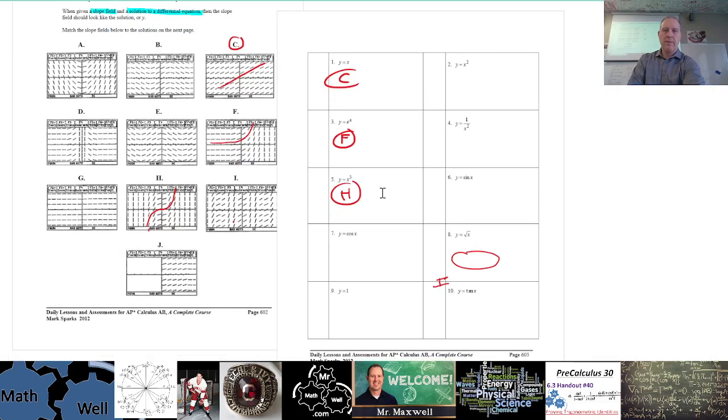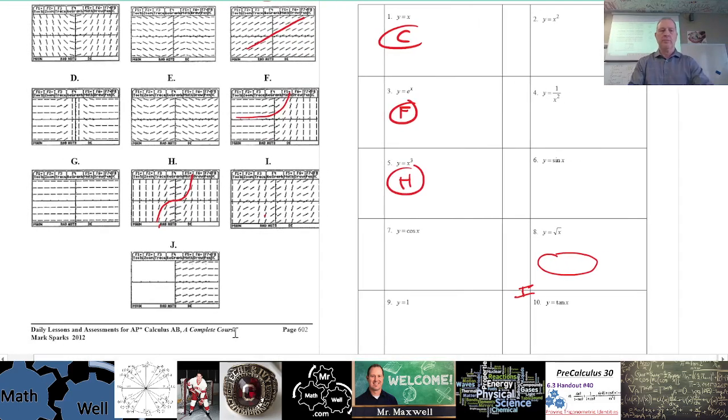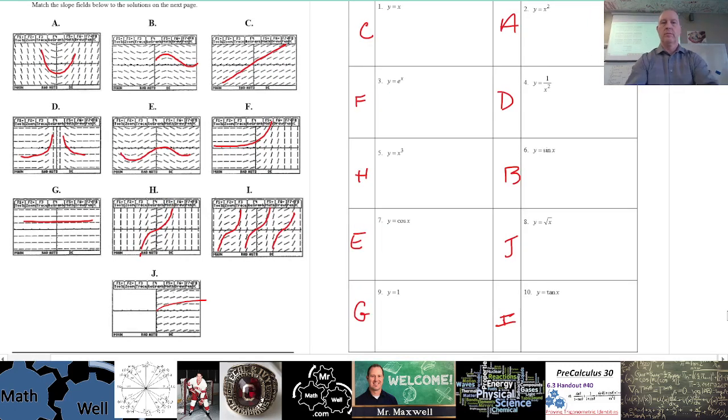Take a few moments, and I'll try and get all this on the screen. It'll be really small for you, but try to take a few moments and compare the solutions with your slope fields there. Okay, so here are the solutions. Any questions? Anybody have any problems with those? Did you get those nailed?